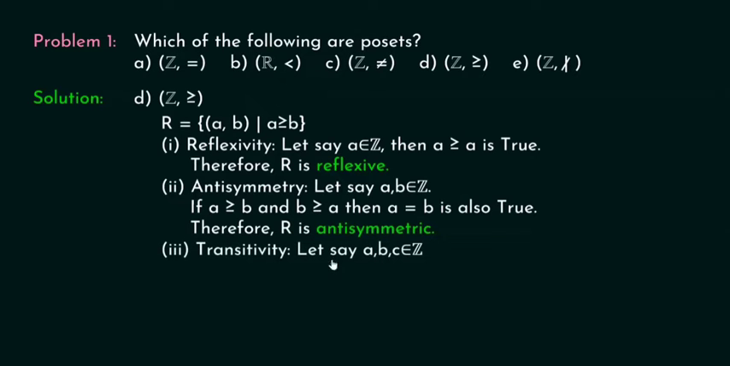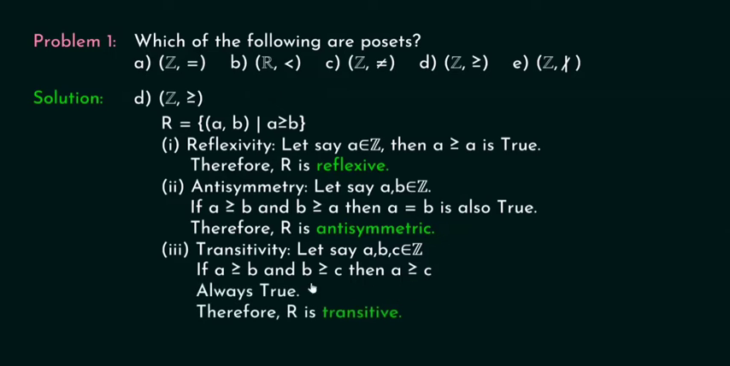Let's say these three are integers. And if A is greater than or equal to B and B is greater than or equal to C, then A must be greater than or equal to C. Is it always true? This is always true, right? If A is greater than or equal to B and B is also greater than or equal to C, then it is obvious that A must be greater than or equal to C. Therefore, R is transitive. Hence, we can say this R is a partial order and Z comma greater than or equal to is a poset, right?